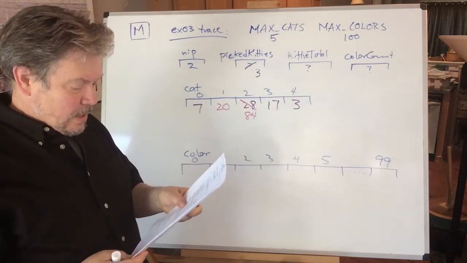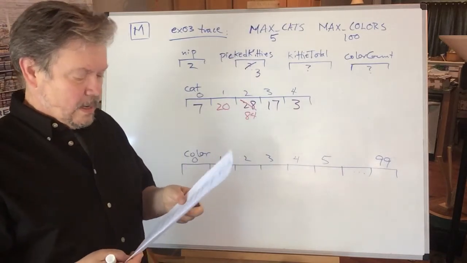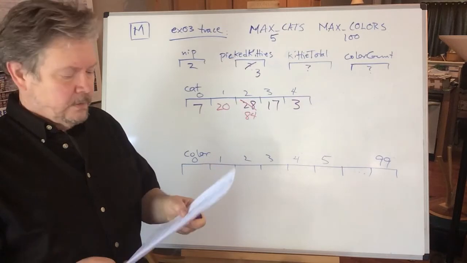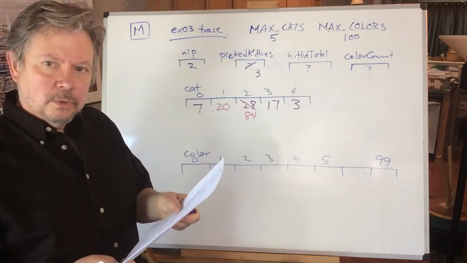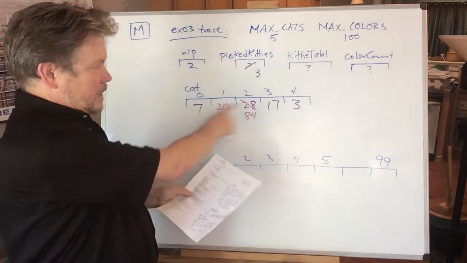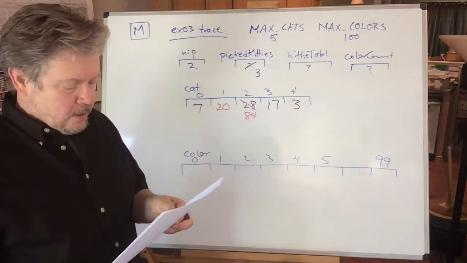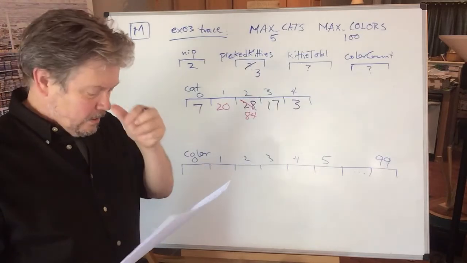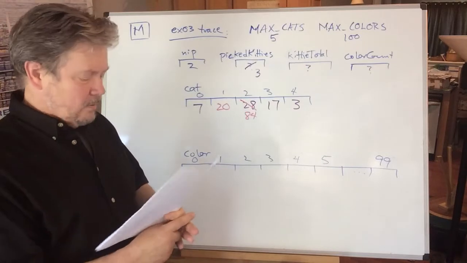If picked kitties is greater than max cats, if picked kitties is more than 5, then it's going to print out an error message and not do anything. If picked kitties is less than or equal to 5, then we can print out that many array elements, and it goes to the else part. The else part is much more interesting than the if part here. The if part is actually, in a way, a very weak version of input validation.